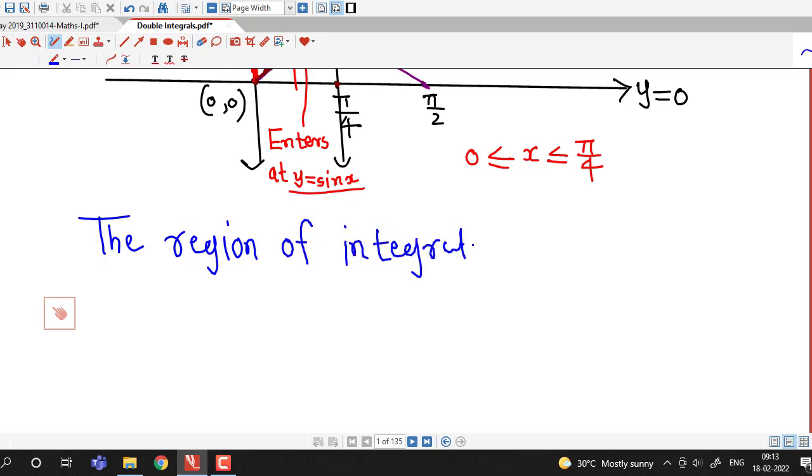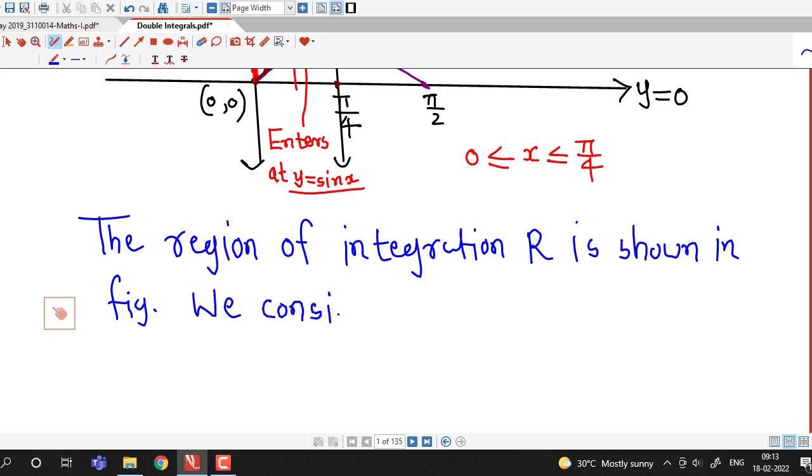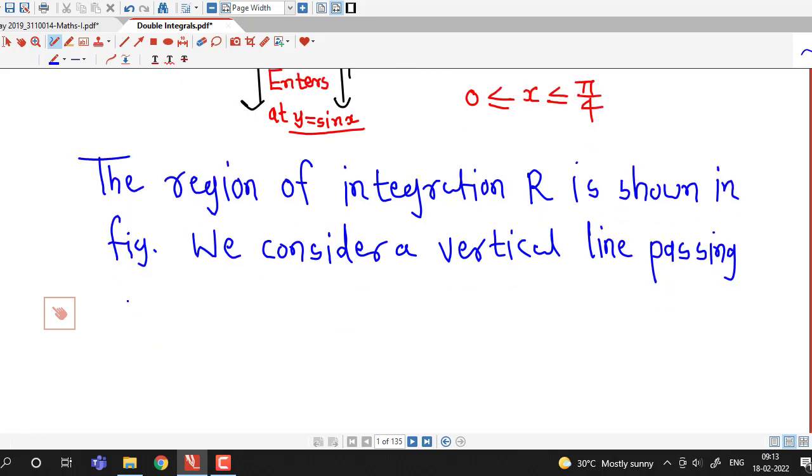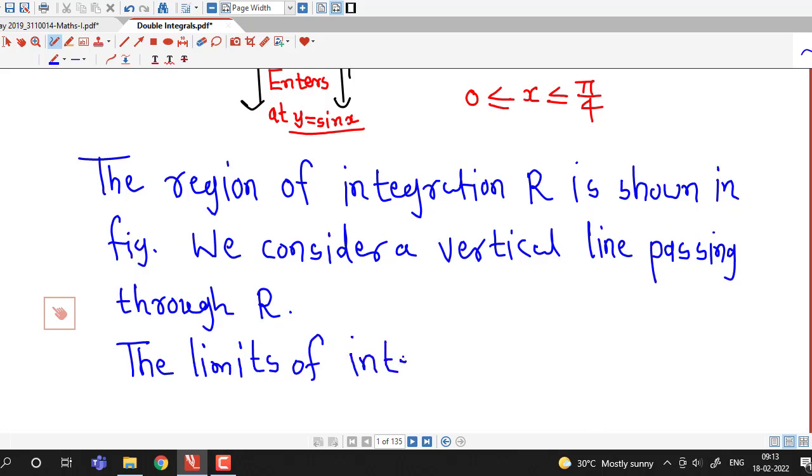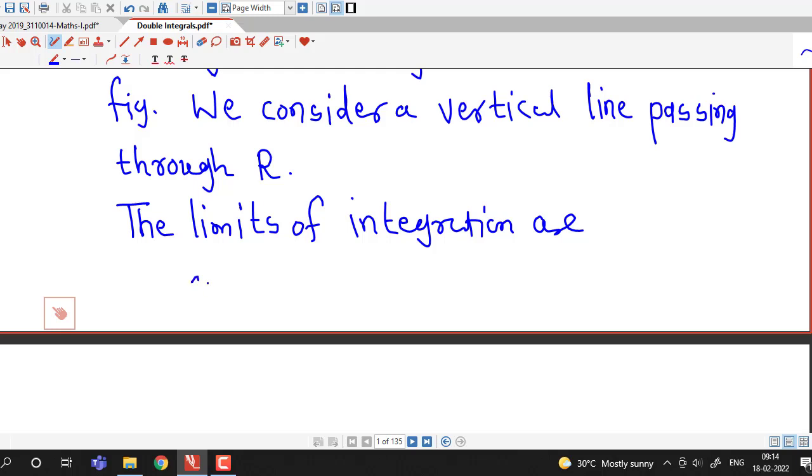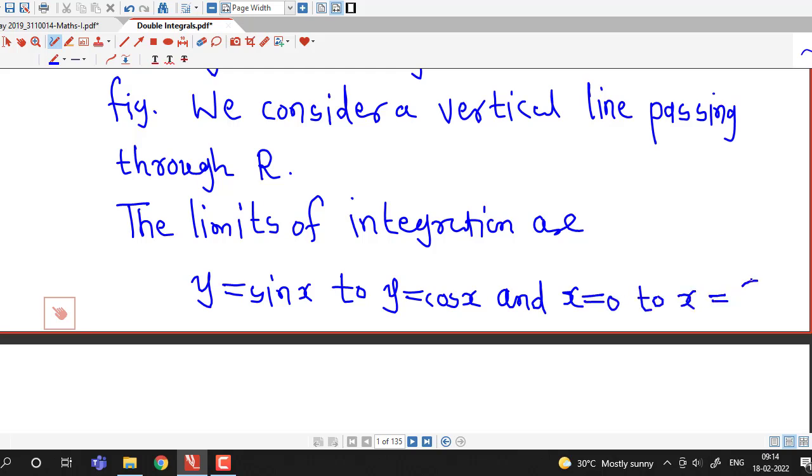The region of integration R is shown in the figure, and we consider a vertical line passing through region R, and we find that the limits of integration are: limits of y are from y equal to sin x to y equal to cos x, and x is from x equal to 0 to x equal to pi by 4.